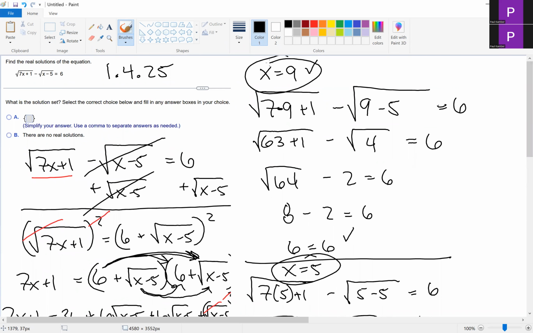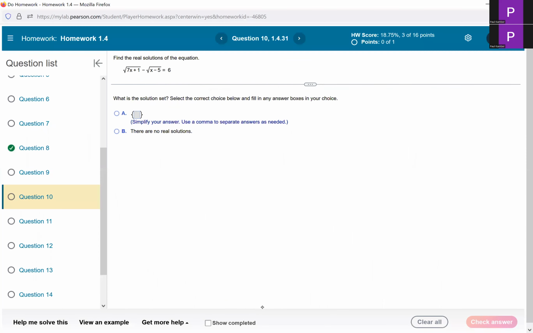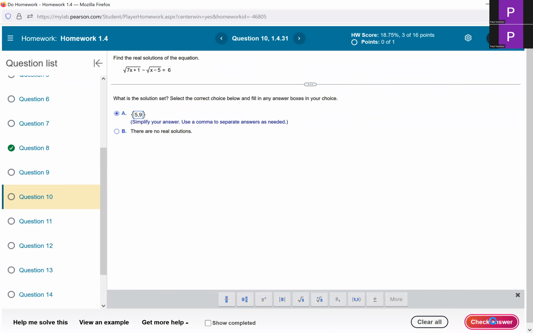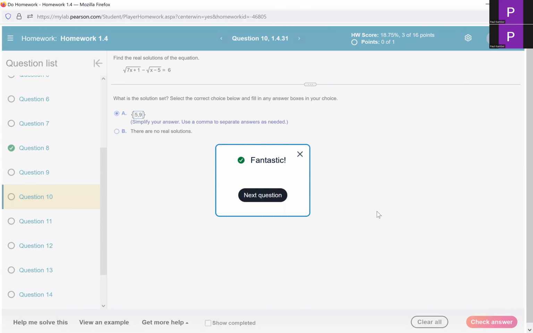So we're going to jump over to MyLabMath. We're going to enter both of those answers. Both of those answers ended up working. Okay. So we've got 5, 9. Both answers work. Let's check it out. There it is right there. We did it. We did it. So great job, us.